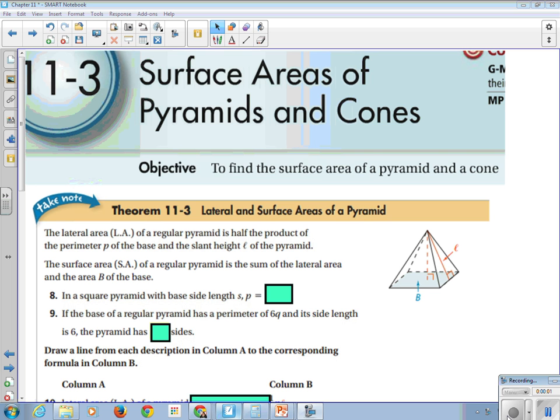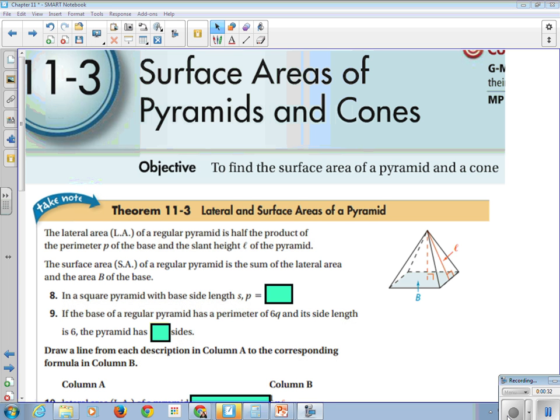All right, so this is Chapter 11, Section 3, the surface areas of pyramids and cones. Our learning objective is that you will find the surface area of a pyramid and a cone. The last two sections, we hit pretty heavy in the chapter the difference between lateral and surface and base area. So we're going to continue that separation, lateral area and base area.